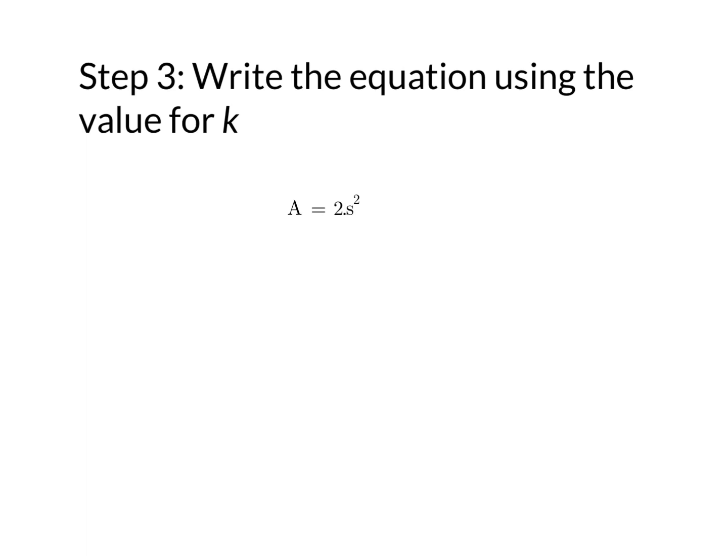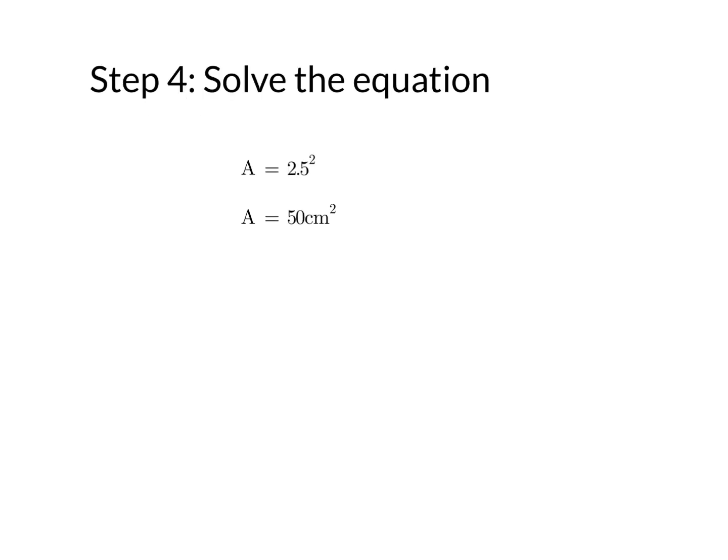Step 3, write the equation with the value of K in it. So A equals 2S squared. And finally, solve the equation. 2 times 5 squared, because that's the side length they gave us, that's 50. So when side is 5, the area is 50.